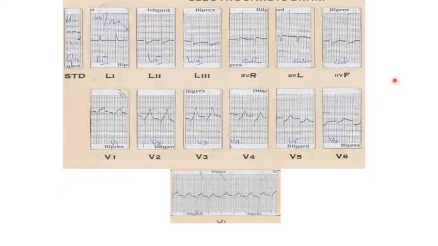Why is it mostly retrograde conduction? Why can't it be orthodromic conduction? Why can't it be antidromic conduction? What is the reason? Because the refractory period of the accessory pathway is more. Yeah, very good. The refractory period of the accessory pathway compared to the AV node refractory period is more.